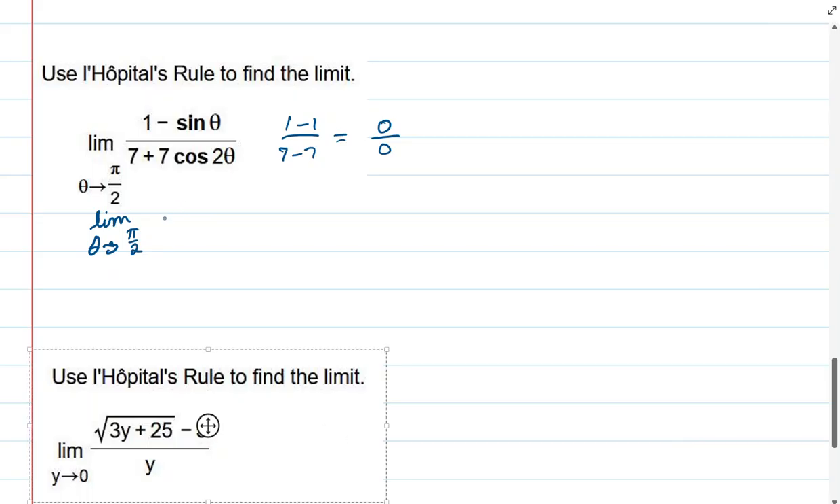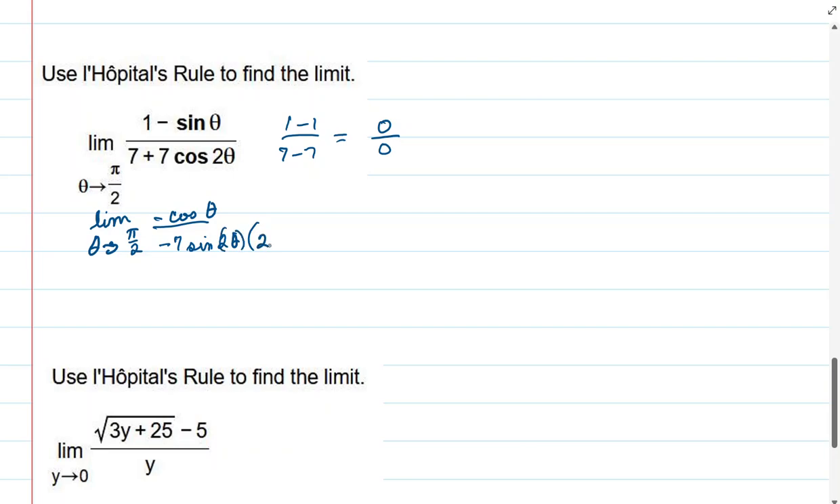So in this case, I'm going to have a positive cosine theta, right? Oh, no, negative. Sorry about that. Negative. And then on the bottom, I'm going to have a negative 7 sine 2 theta. And chain rule says 2. Yeah, you were doing the math. I appreciate that. Y'all are so fast. I love it.